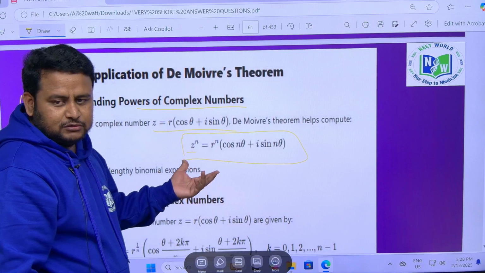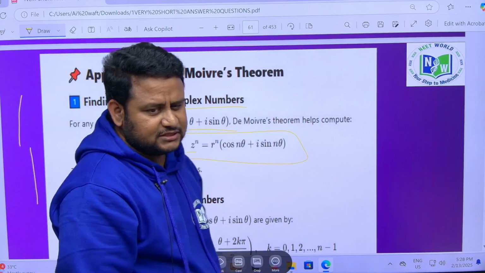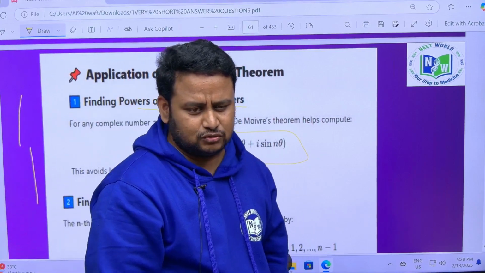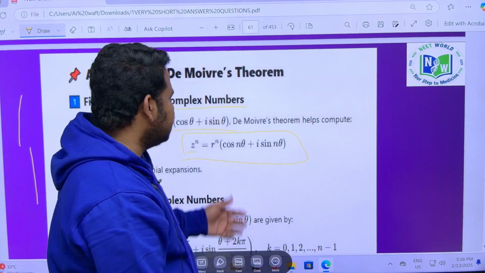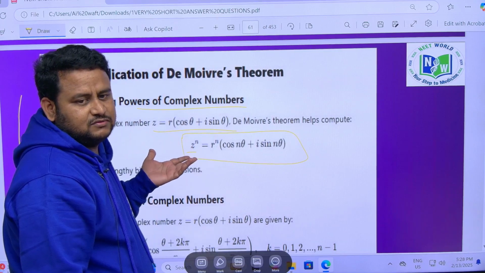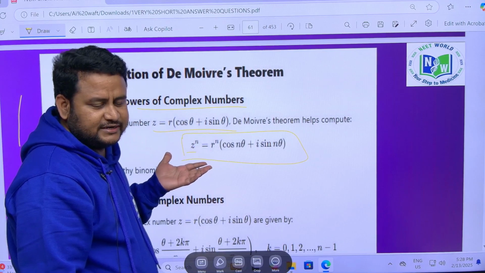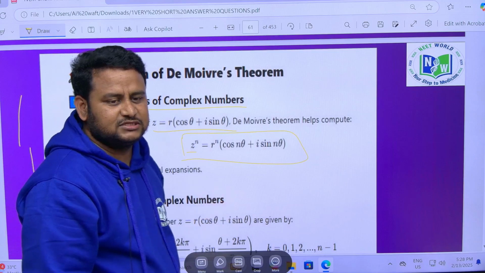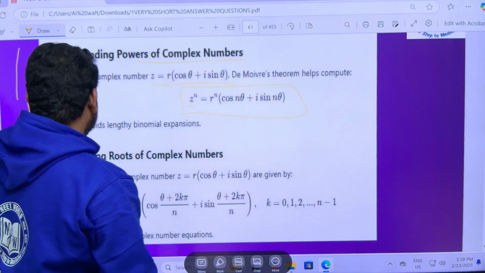Otherwise you may have to use the binomial theorem. The binomial theorem works for small values of n, like n equal to 2, 3, 4, 5. You can calculate, but when n is very high, it is difficult to compute. For that instance, it is better to use De-Moivre's theorem. Okay, got it, friends? Next thing is finding the roots of complex numbers.